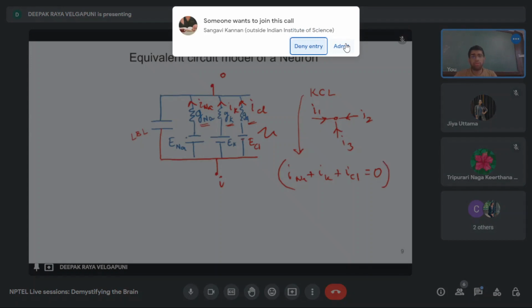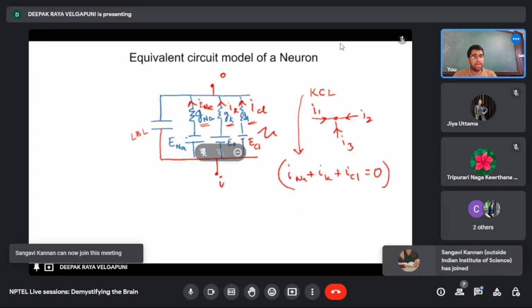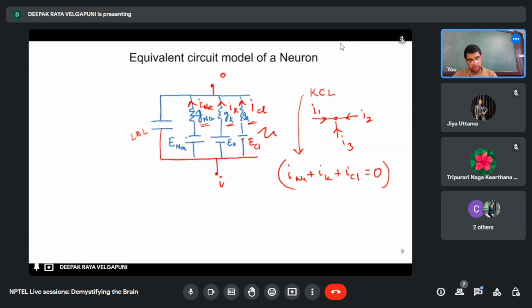How would you calculate this? Current is nothing but conductance times voltage. You all know Ohm's law, right? V is equal to IR.